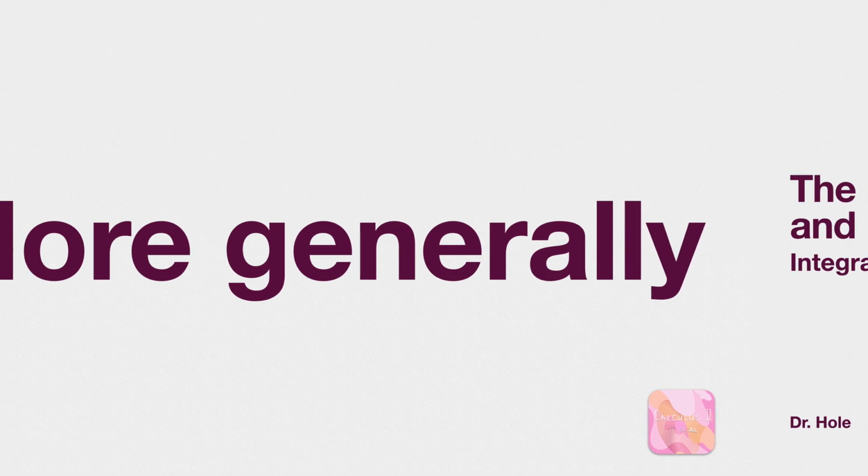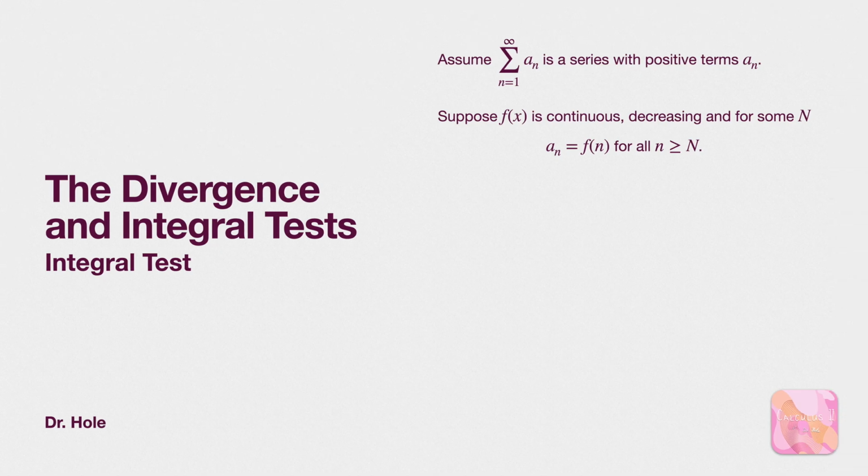Okay, so more generally, let's write down the integral test. We've looked at two examples. Let's write it down in its generality. What do we need? We want to have a series. We want the series to have positive terms. Remember, this is going to lead to the sequence of partial sums being monotone increasing.